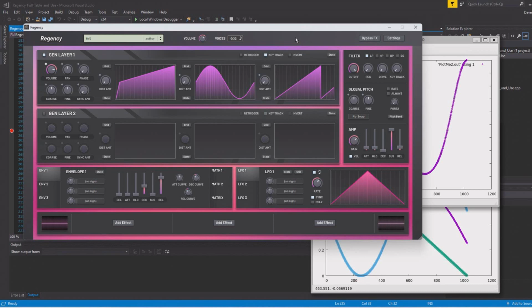Thanks for your attention. I hope that this helps to explain a little bit about what these generators do. The rest of the things are pretty straightforward here: volume, pan, coarse, and fine. So again, thanks for your attention.